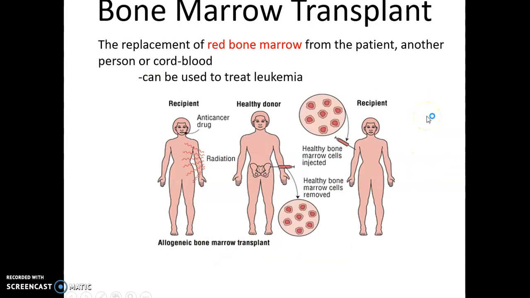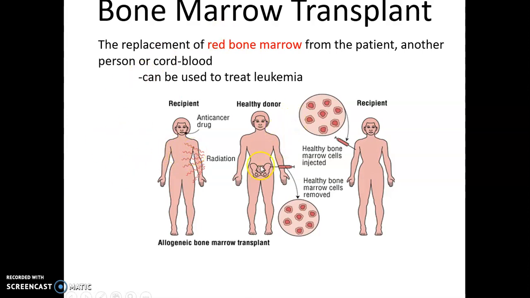The main treatment, the most common treatment, is to replace the red bone marrow in the person with leukemia with red bone marrow from someone else who is a good genetic match. So you have the person with leukemia, the recipient. They take anti-cancer drugs and radiation therapy to destroy their red bone marrow, to destroy the cancerous red bone marrow.